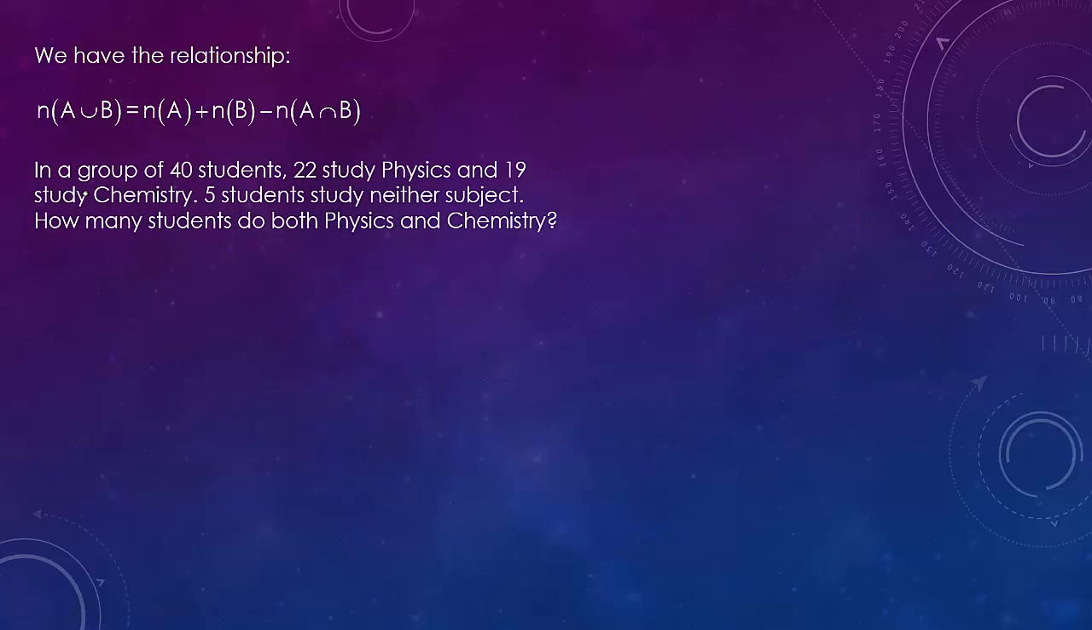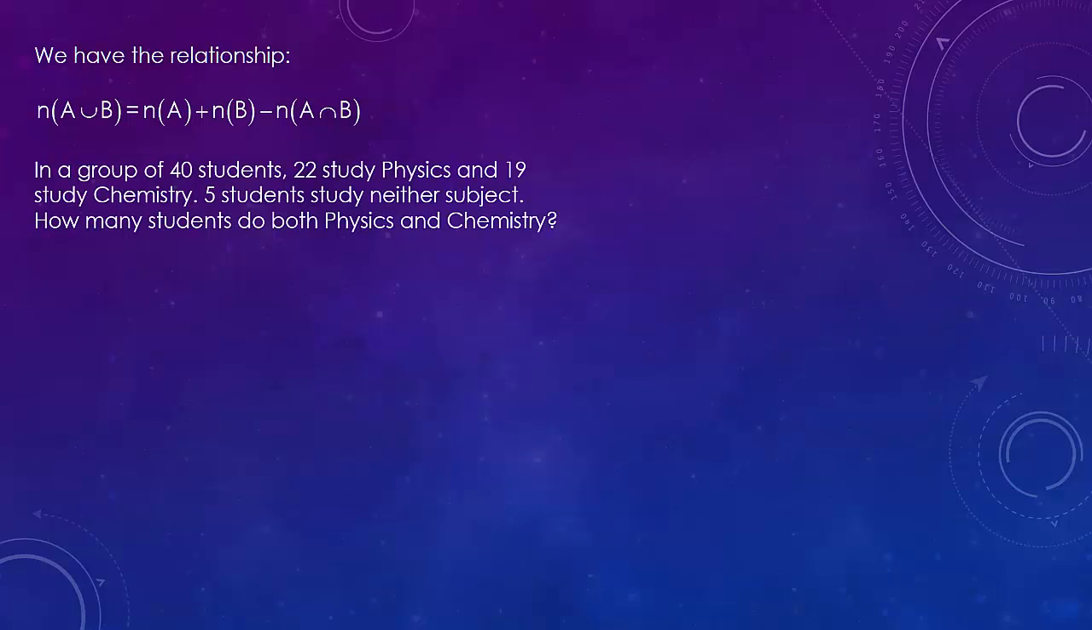We have the relationship, the number of things in A union B is equal to the number of things in A plus the number of things in B, take away the number of things in the intersection. And we're going to apply that to a problem. In a group of 40 students, 22 study physics and 19 study chemistry. 5 students study neither subject. How many students do both physics and chemistry?